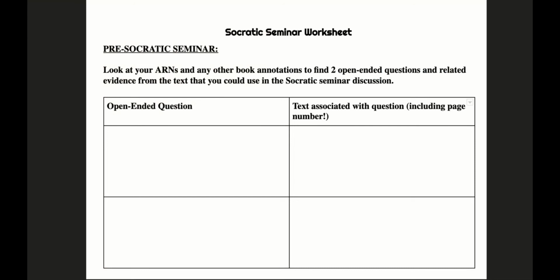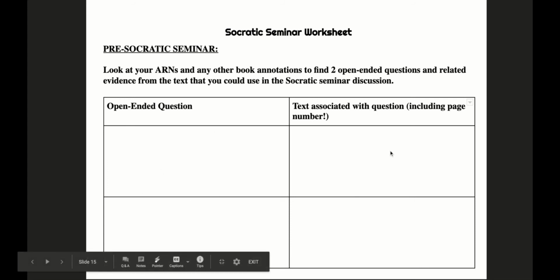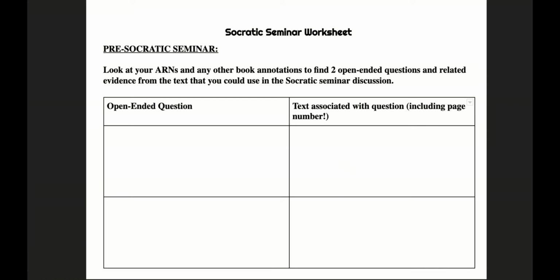Okay, so here's the first part of the Socratic Seminar worksheet. I want you to look at your ARNs or any other book annotations and find 2 open-ended questions and related evidence from the text that you could use in the Socratic Seminar discussion. So I have a little box here for you to type on the document where you've got your questions and you got your text. You want to make sure when you copy and paste your text that you're referring to, that you include the page number, right? So you don't get lost. And so you can help other people by pointing to where you mean, okay?